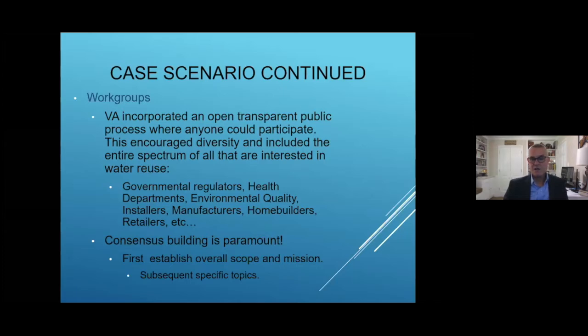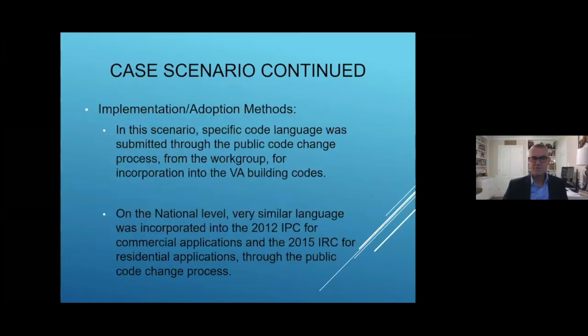Consensus was paramount. We had to be able to determine a scope and a mission. What were the objectives of our group and how were we going to try and get to them? What are the subtopics that we're going to deal with? Obviously, at that point, we didn't have any water reuse provisions, so we worked on gray water systems, rainwater systems, and reclaimed water systems. So it was a little bit of a broader focus than just rainwater, but the end result was implementation, and that's the last piece that you need to be aware of.